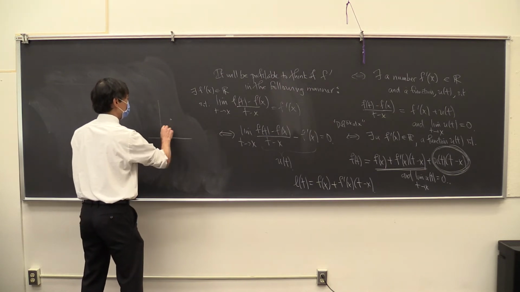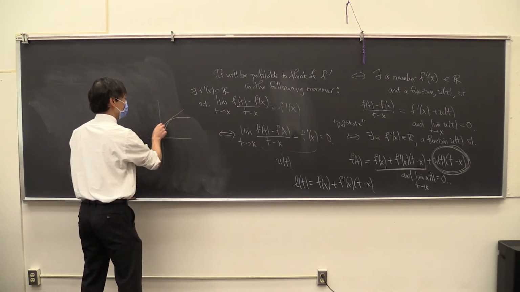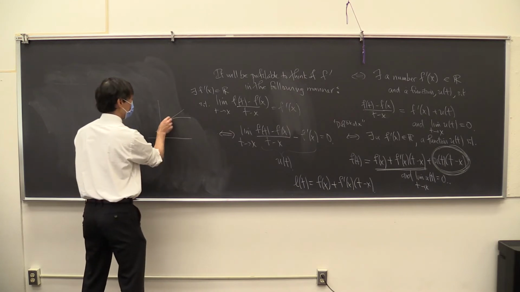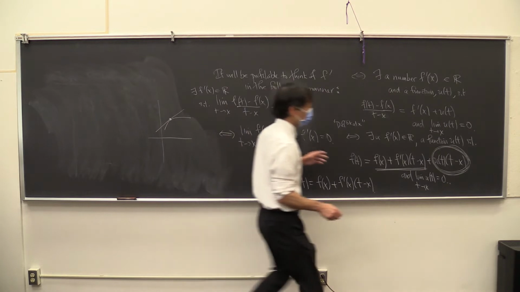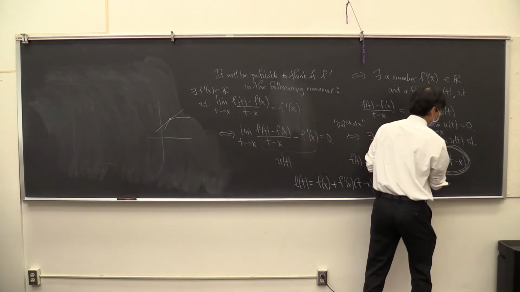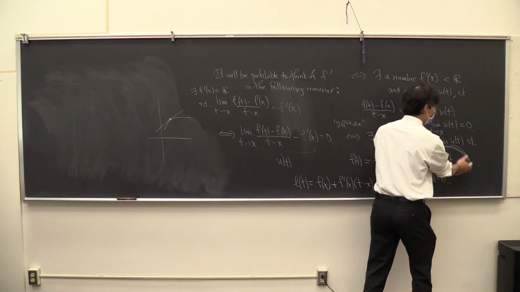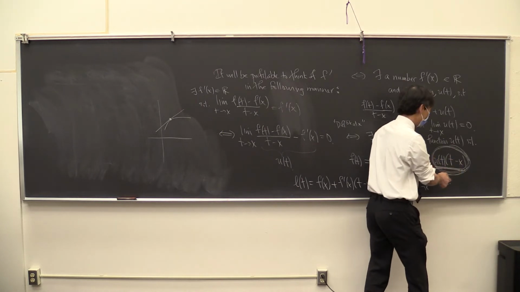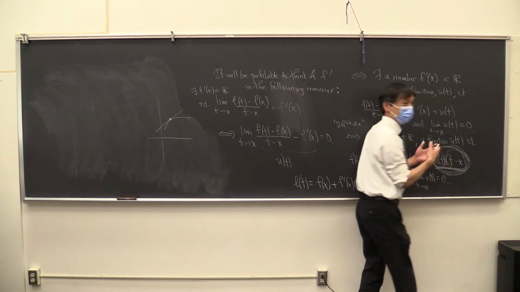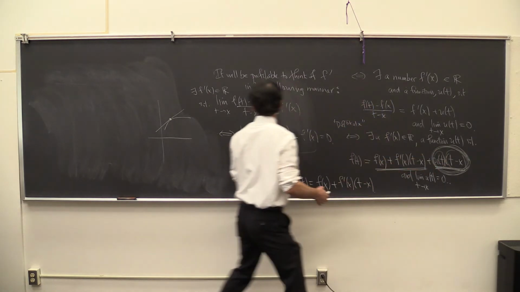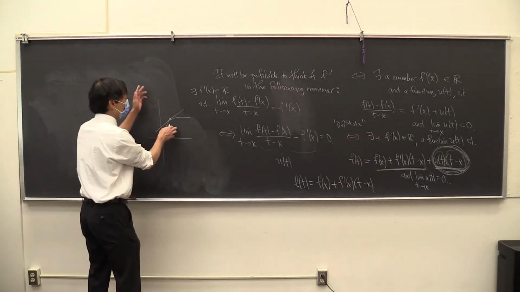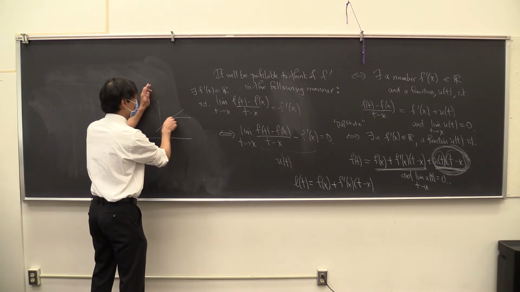So here's your function, here's your tangent line, right? And you know that for one thing, this whole thing goes to 0, right, because this goes to 0 and this goes to 0. So definitely the product goes to 0. Okay, so one thing you could say is that I can trap my function.